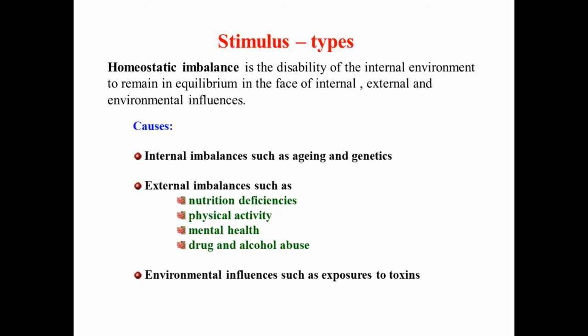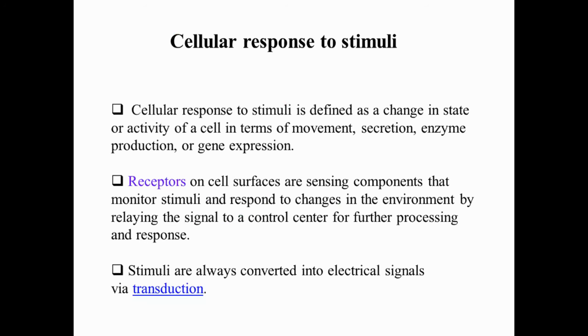So whenever such an imbalance takes place, that will serve as a stimulus, and that information will be propagated through our body, and our body will try to do its best. So that is the stimulus, that is the homeostatic imbalance. Now, when some stimulus comes, maybe internal or external, how will the information be transmitted through our body?